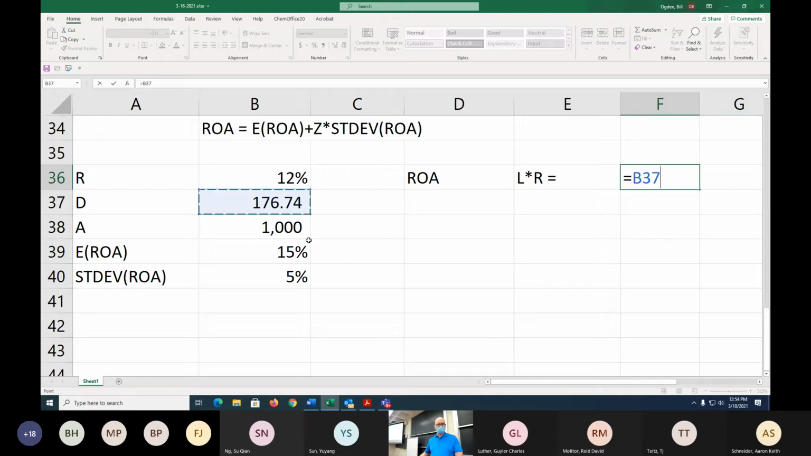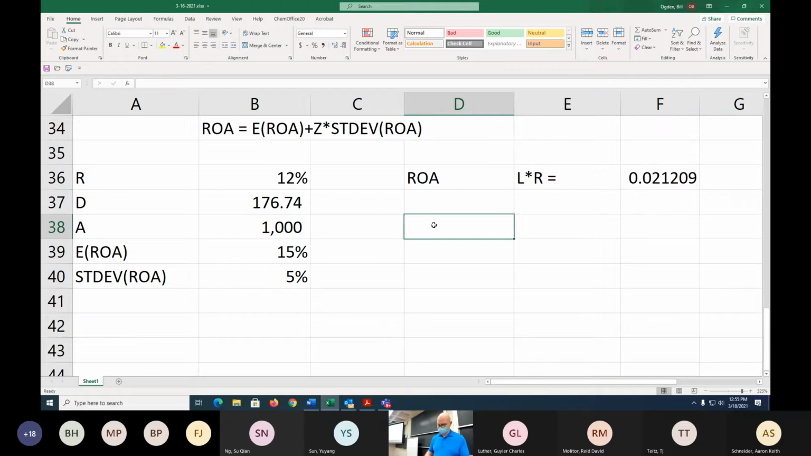So we take our leverage ratio, and that would be 17674 divided by assets, and then times your R. So that's L times R. There you go. And so now let's do a test of this number.